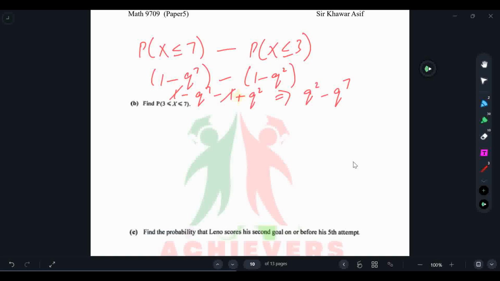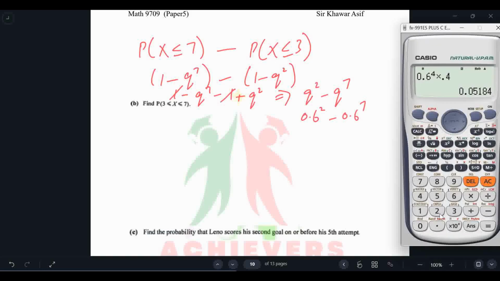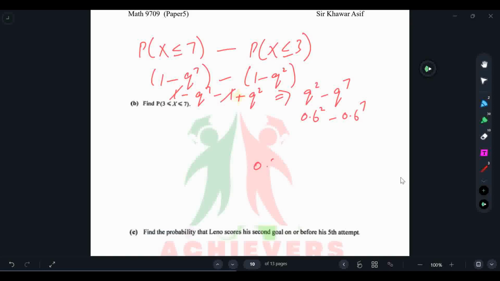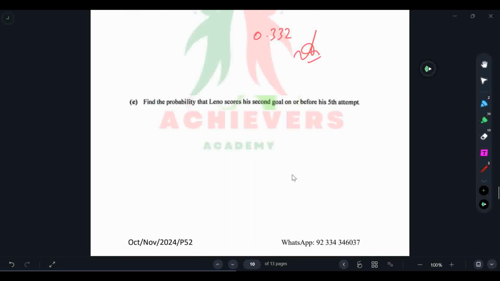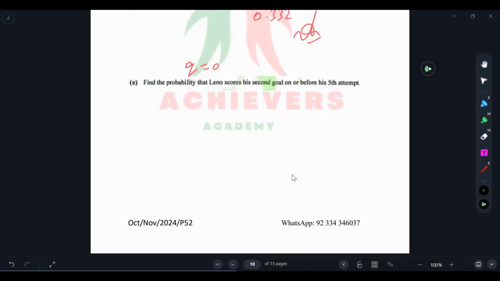Now we know that the value of q is 0.6, so 0.6 square minus 0.6 power 7. If we calculate it, this will be equal to 0.332. So 0.332 will be the final answer for part B. Now let's move to this one, but keep in your mind that Q is equal to 0.6 and P is equal to 0.4.